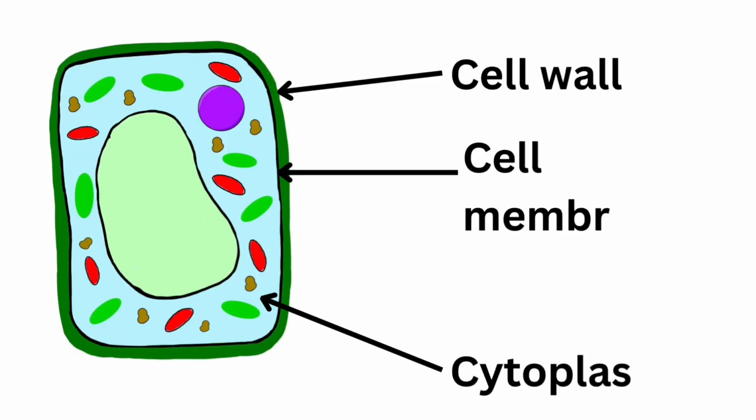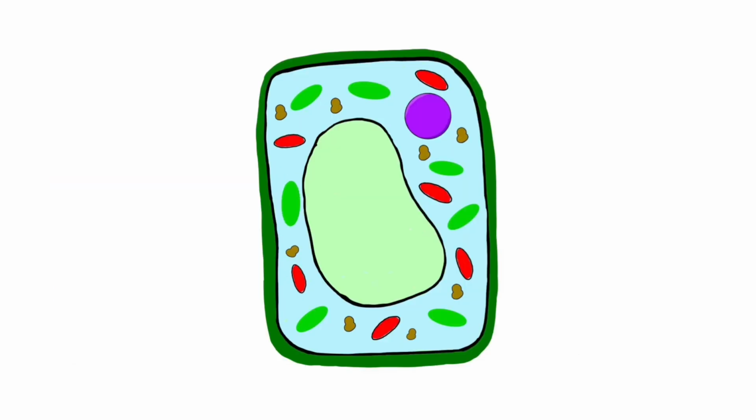So here's the answer. The top bit is pointing to the cell wall, the middle arrow is pointing to the cell membrane, which is inside the cell wall, and then the bottom arrow is pointing at the cytoplasm. So well done if you've got all of that. If you're not quite sure, you might need to go back and watch some of the earlier parts of the video before moving on.